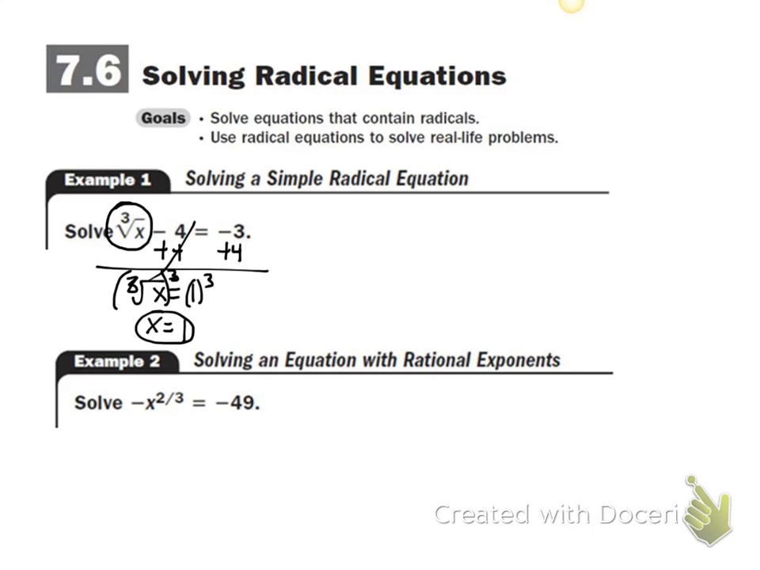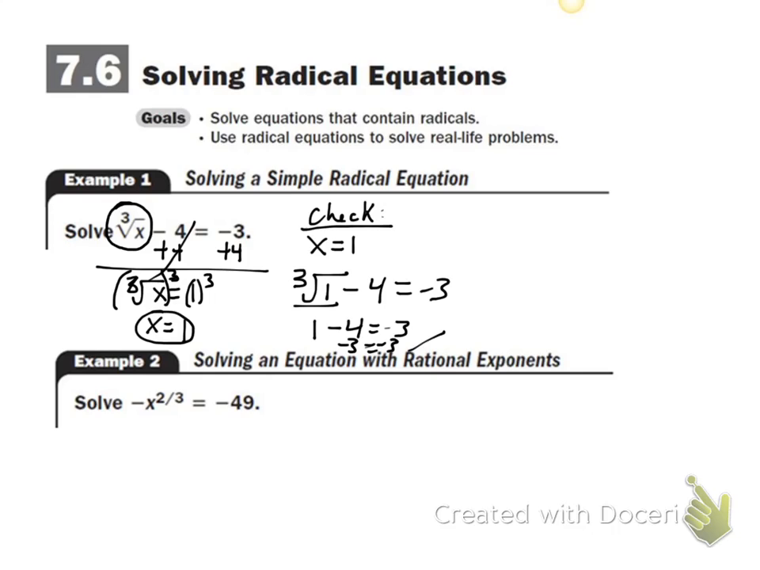So x equals 1 appears to be our solution, but I'm going to get us in the habit of checking, especially in this particular section, because what may appear to be a solution actually might not be. In this case, if we check x equals 1, that would mean the cube root of 1 minus 4 should be equal to negative 3. Well, the cube root of 1 is 1, and 1 minus 4 is negative 3. We'd get negative 3 equals negative 3, and we would be in business. So I know our answer is definitely x equals 1.